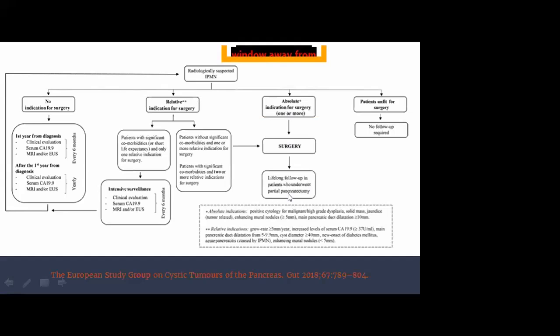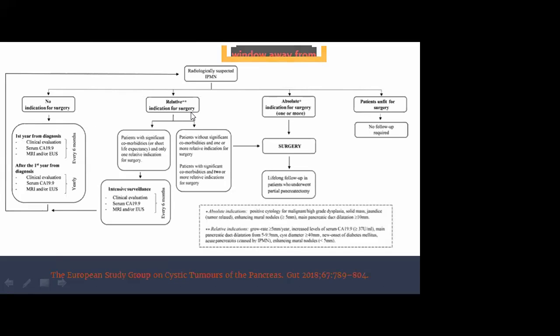Especially in those who have undergone partial pancreatectomy, and those patients who are unfit for surgery, no further follow up is required. And those who don't have any indication for surgery, either relative or absolute, can go for regular surveillance. In the first year from diagnosis, there should be clinical evaluation, and serum CA99 should be measured, and either an MRI or an endoscopic ultrasound can be used. Again, this is the only guideline which uses CA99 during the surveillance. After the first year from diagnosis, yearly is enough, but during the first year, 6 months surveillance is needed.